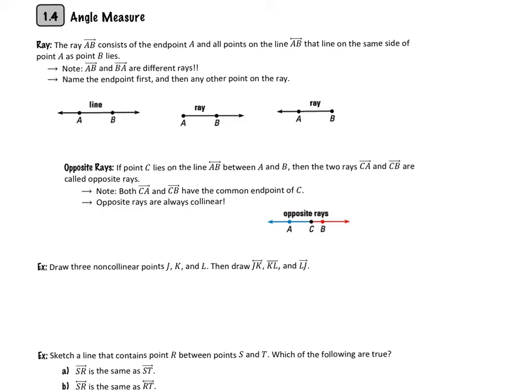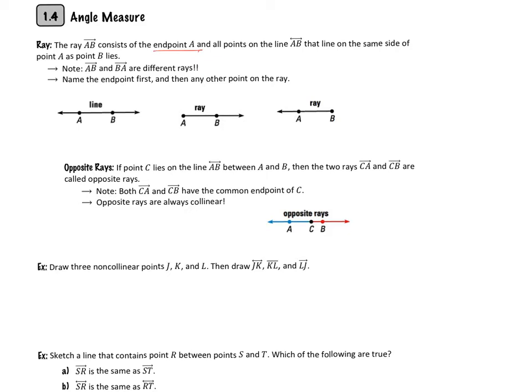In 1-4, we're going to be looking at angle measures. We're going to start off by talking about rays. A ray is similar to a line, except instead of going off to infinity in both directions, it has one endpoint, and then in the other direction it goes to infinity.